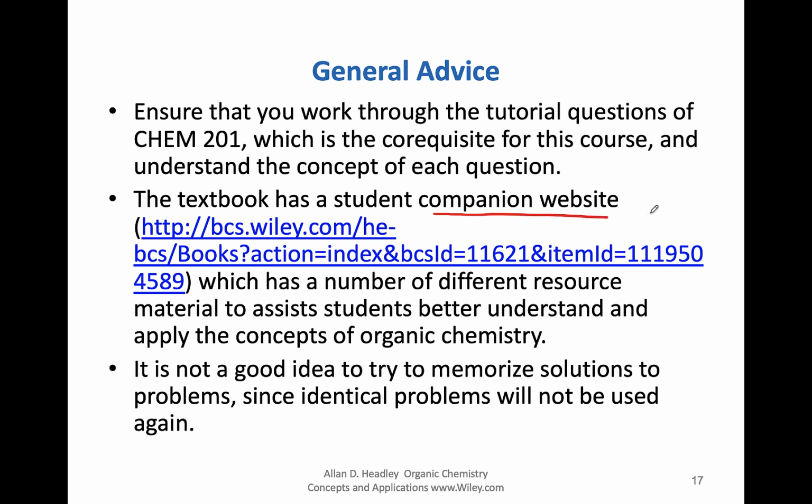It's a very good resource. All the answers for the questions in the textbook are posted there. All the PowerPoints for the lectures are posted there. We have some multiple choice questions with explanations posted there. So look it through. It will be very helpful throughout this course.